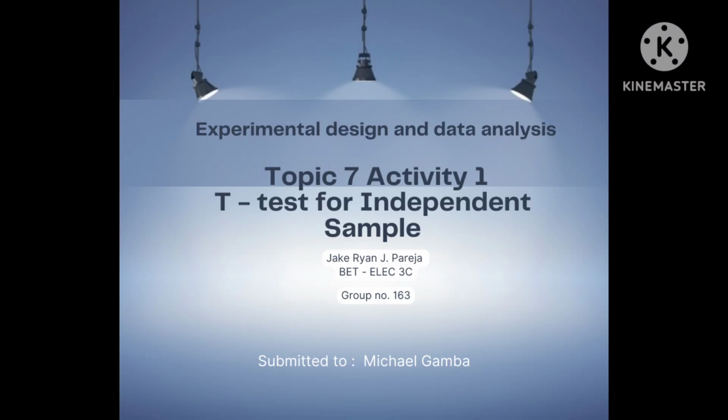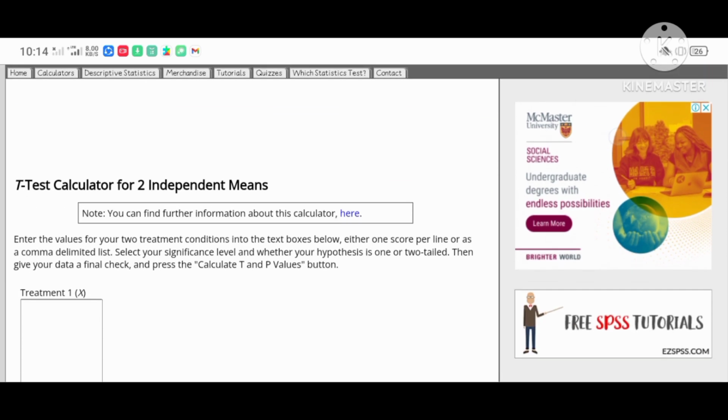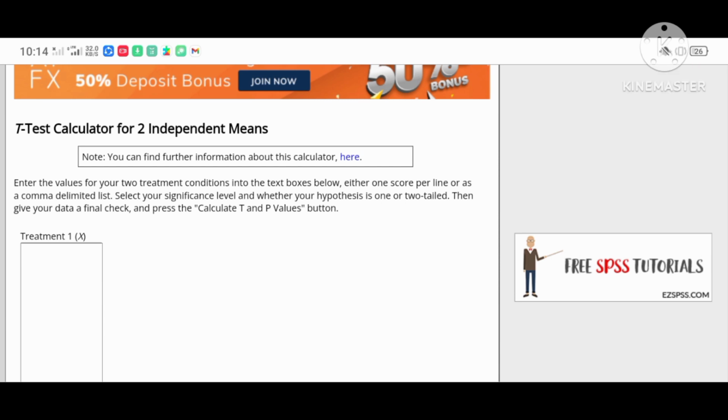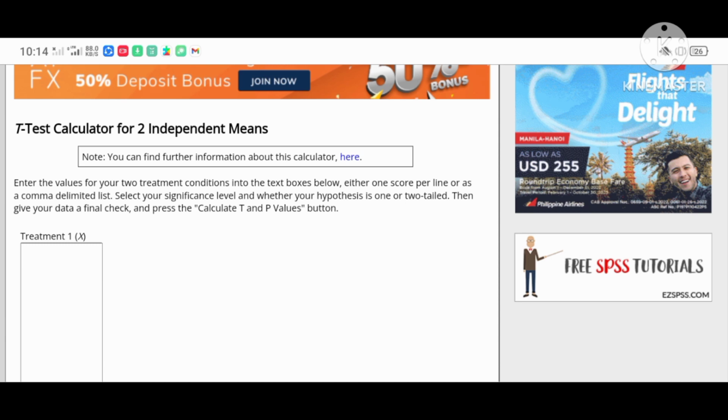Good day, we are now on our Topic 7, Activity 1, which is the t-test for independent samples. The t-test for independent samples is a statistical test that is used to compare the means of two groups. It is often used in hypothesis testing to determine whether a process or treatment actually has an effect on the population of interest, or whether two groups are different from one another.